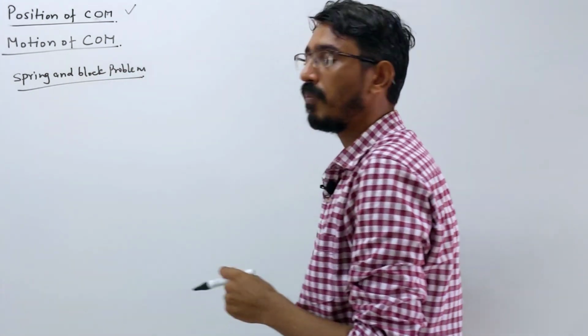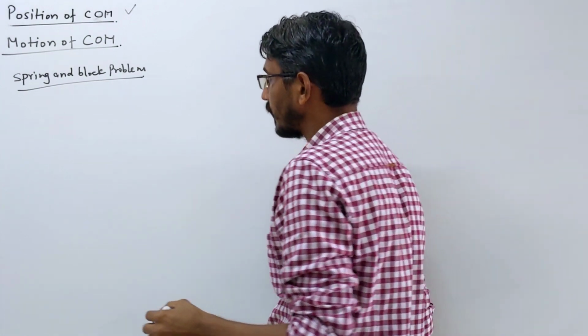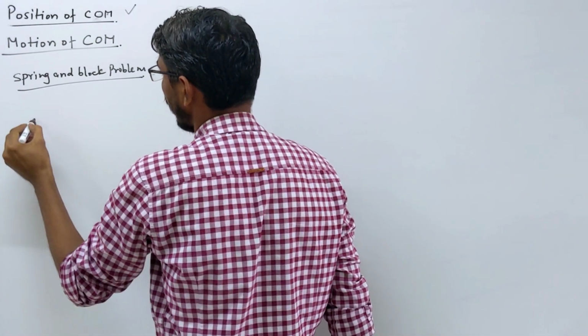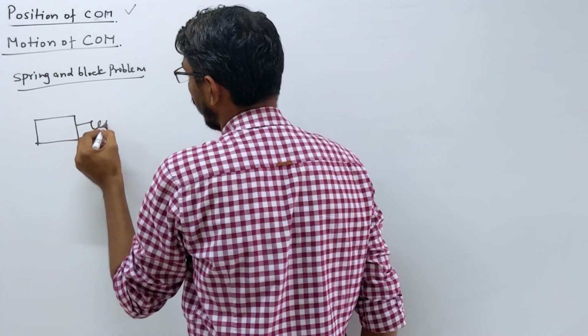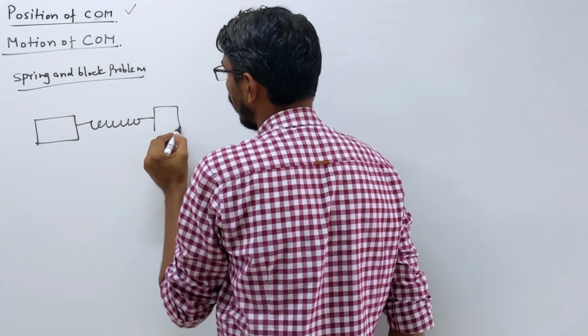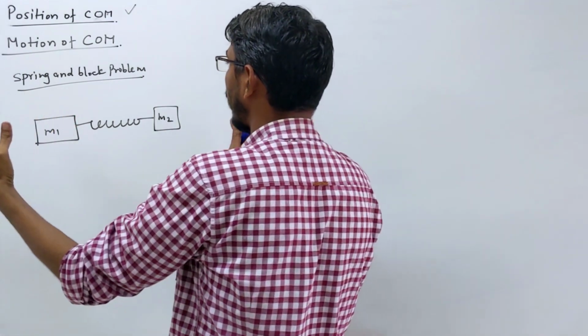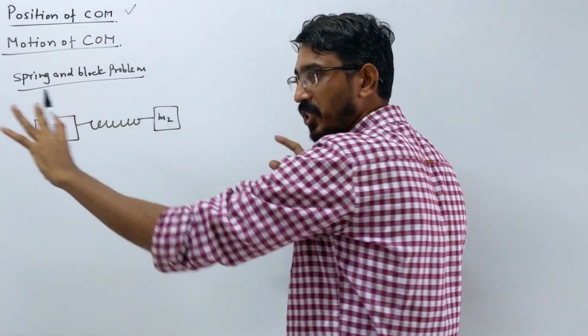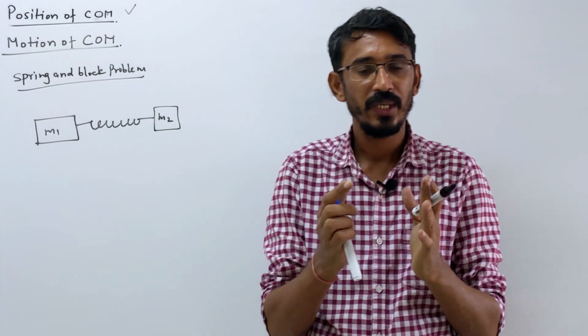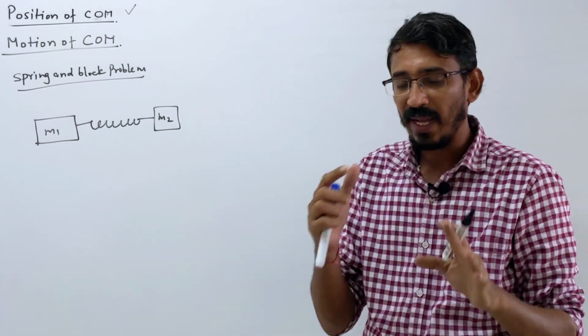You see some spring and block problem. So how do they ask? Suppose they say there are two blocks connected by a spring. This is the spring, this block of mass M1, M2. So they say they are compressed or what? They are stretched, okay? Either they are compressed or stretched. Then I leave them.